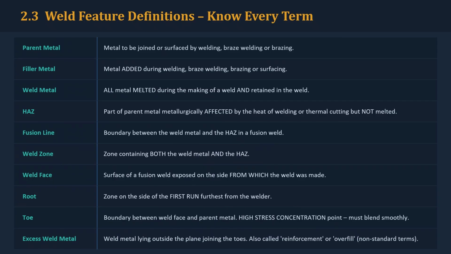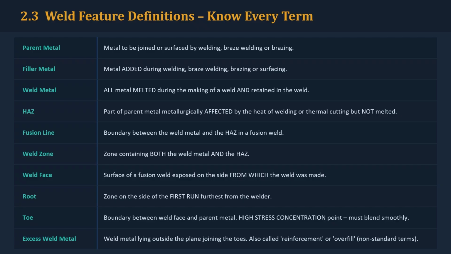This slide brings together the terminology we have just seen. Let's make the distinctions very clear. Parent metal is the material being joined or surfaced. Filler metal is metal deliberately added during welding, braze welding, brazing, or surfacing. Weld metal is the metal melted during formation of the weld and retained within the weld.